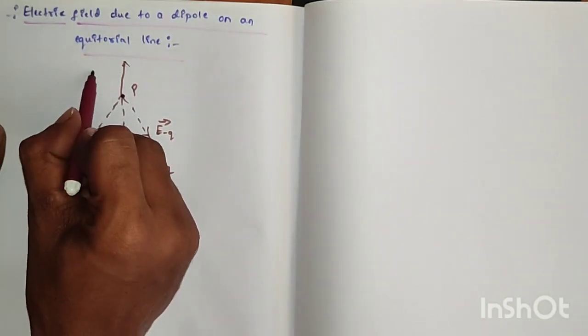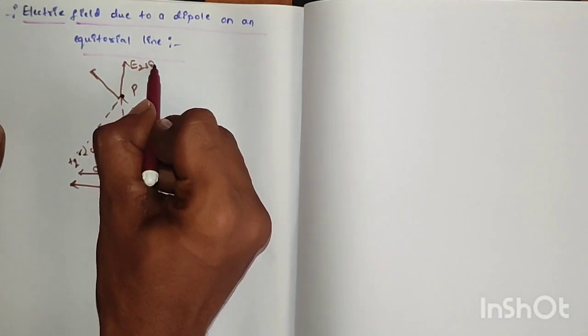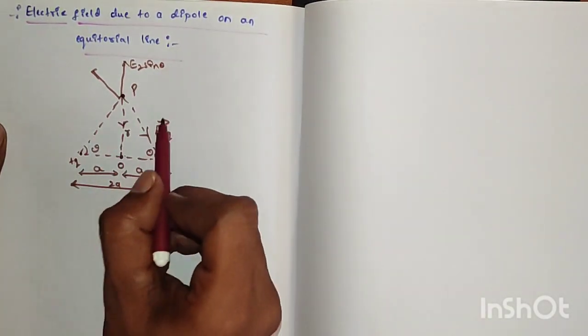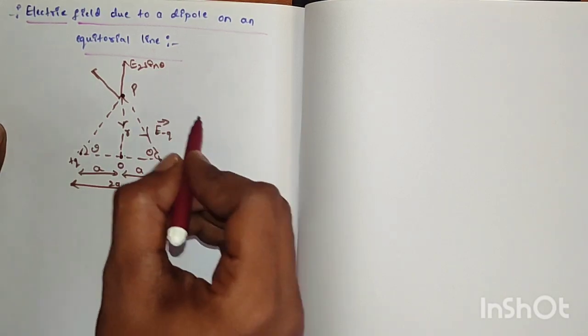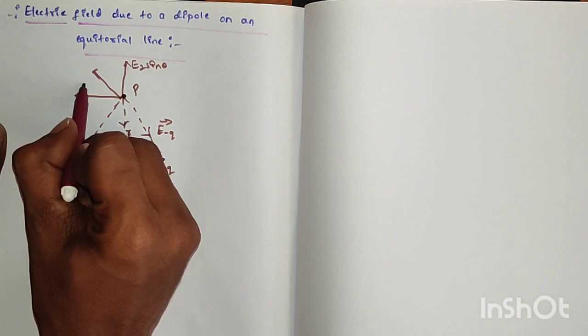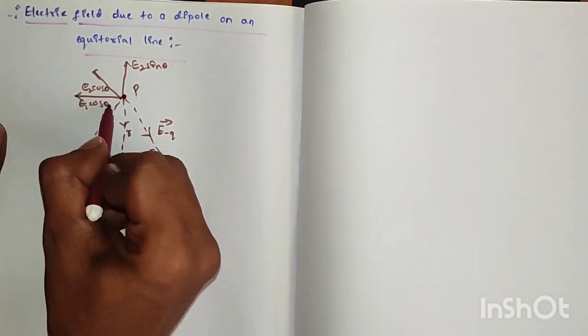These show the electric field. This is E2 sin theta, vertically upwards. This one is vertically downwards. Vertically upwards, that is the sine component. These are the E2 cos theta and E1 cos theta.